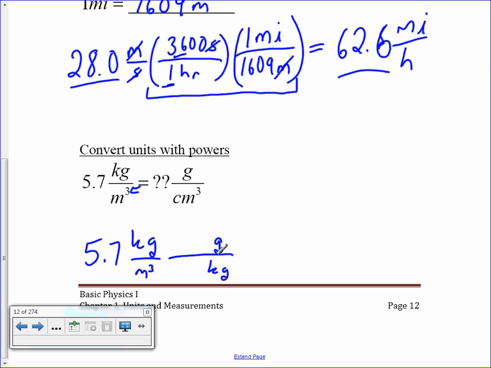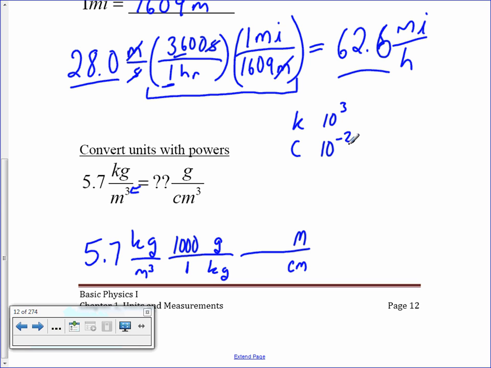So I need to know how many grams are in a kilogram. Remember, a kilo means 10 to the third, so 1 kilogram has 10 to the third, or 1,000 grams in it. And now I'll need to look at my meters. So I'm going to have meters here and centimeters here. Now remember, centi is 10 to the minus 2. These are very common metric prefixes that you'll be using all year in this semester and next, so you need to know them. In fact, you need to know all of those that I gave you earlier.